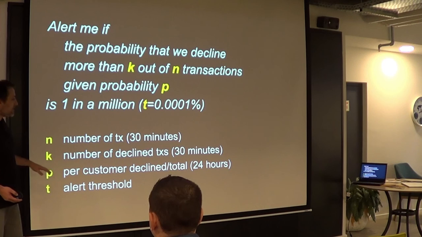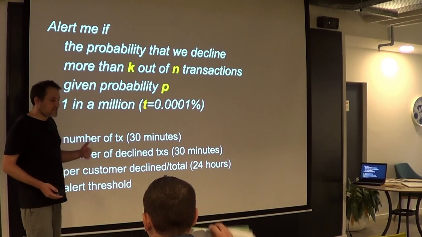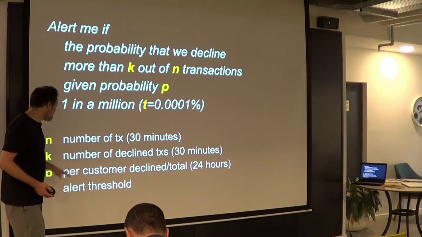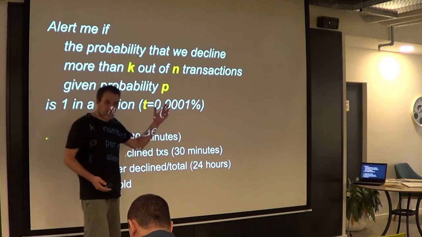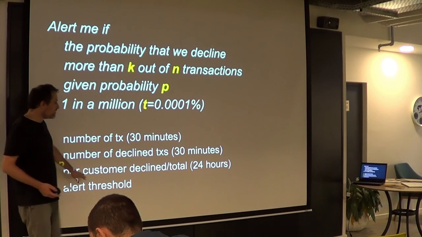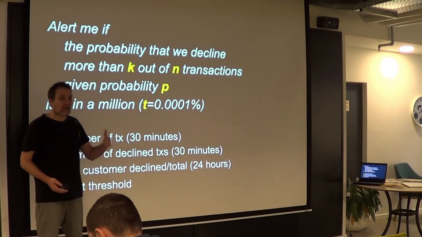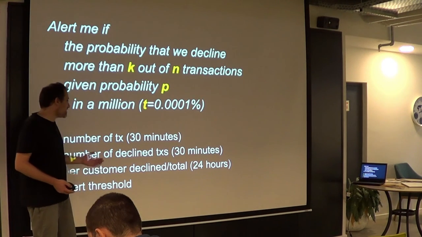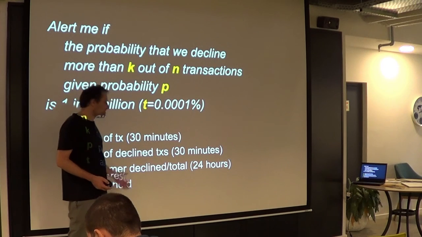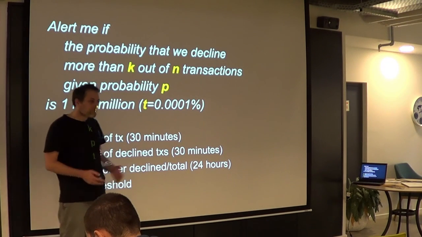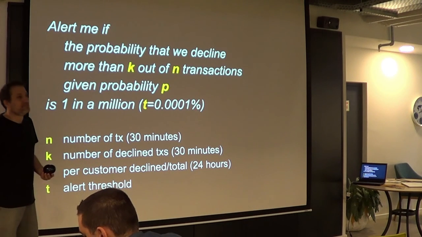So let's say I use an Elasticsearch to perform a search query. So I perform two queries. The first one is 24 hours back or so, or 2 days, to calculate what is the per customer probability for transaction to be declined. Okay, it's pretty simple. Give me the number of transactions in the past 24 hours, give me the number of declined transactions.